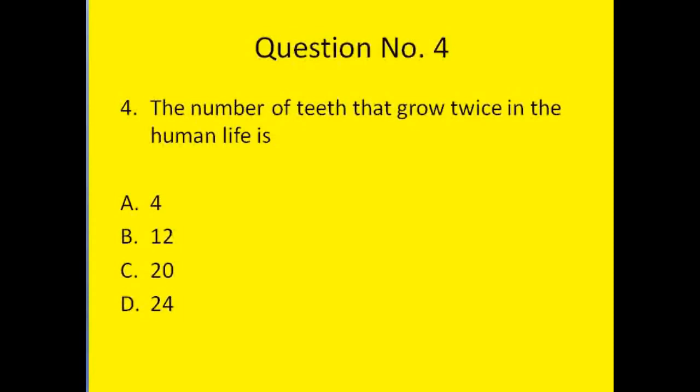They are given, but it is wrong. And 12 is also wrong. But when you take option C, 20, this is the correct answer, and D is also wrong. We are saying this because in human beings there are two sets of teeth. First, 20 are called the deciduous teeth. They grow and then fall off. But the remaining, in the end, we have only 32 teeth present. They are called the permanent teeth.